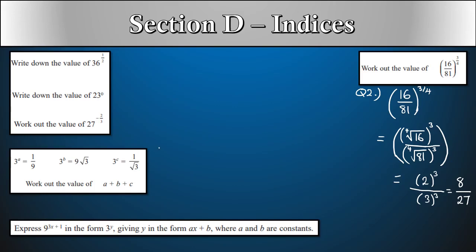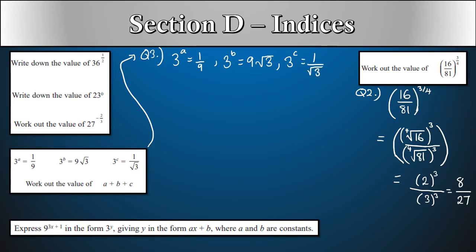Let's take a look at this one then. If we call this one here question 3. So I've got 3 different numbers given to me. I've got 3 to the power of a is 1 over 9. I've then got 3 to the power of b, which is 9 root 3. I've also got 3 to the c, which is 1 over the square root of 3. And we're asked to work out the value of a plus b plus c.